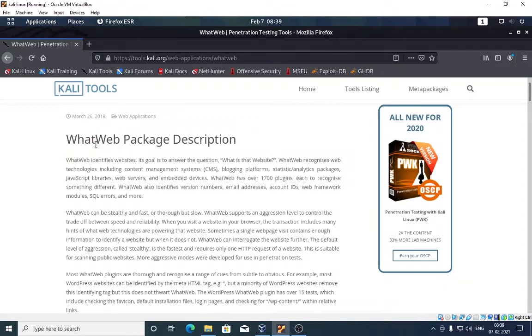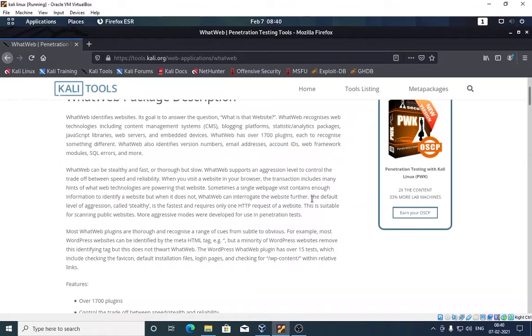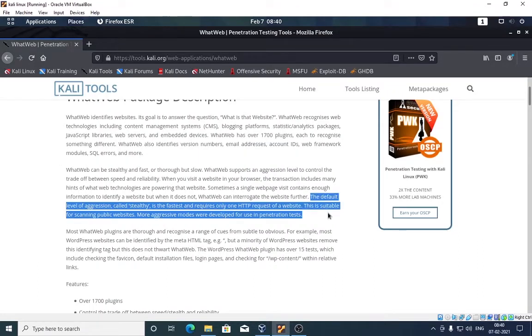So what is whatweb? Whatweb is a tool which scans websites available on the internet. This line that I'm highlighting shows us this tool uses more than 1700 plugins. Coming to the next paragraph, the section highlighted by me shows us the default.